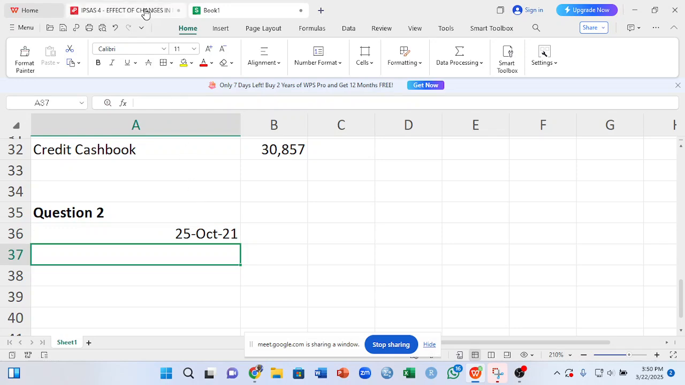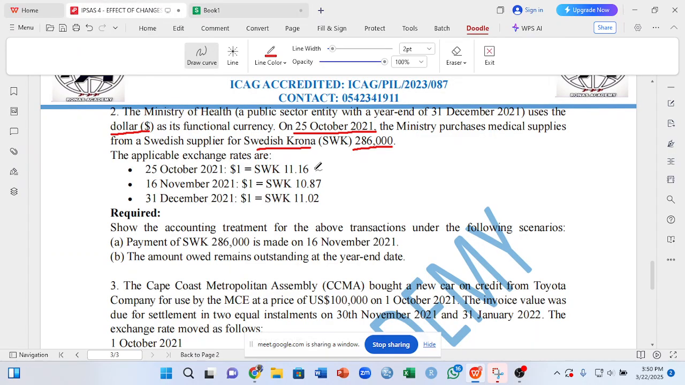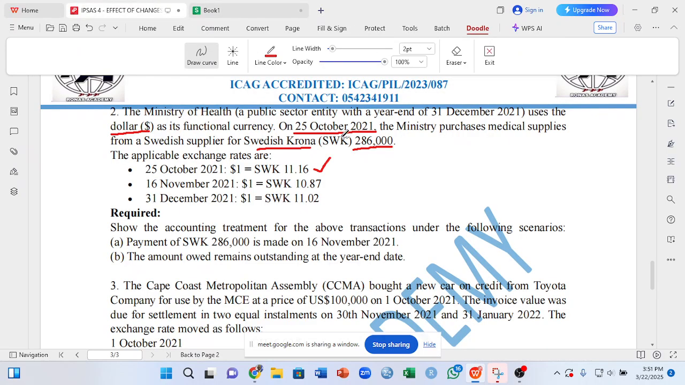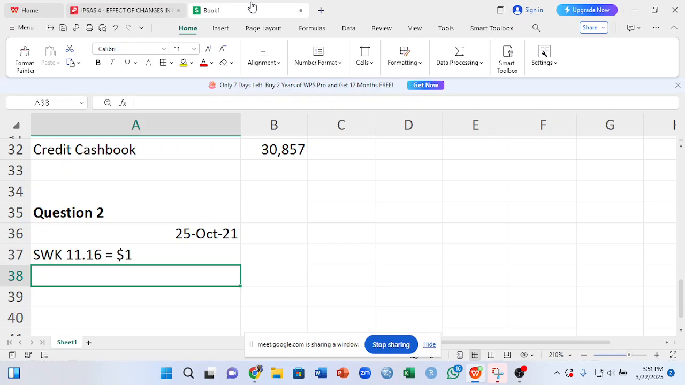What is the exchange rate at this date? It was $1 to the Swedish krona 11.16. So let me bring the Swedish krona 11.16 equivalent to $1. We'll convert the amount of money we had in the foreign currency, which is 286,000.